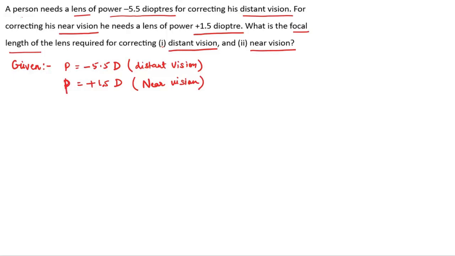Here we need to find the focal length, right? So the power of a lens is related to its focal length as: power is equal to 1 divided by focal length. This is the formula which we are going to use. Here P is power, which is measured in diopters, represented as D, and F is the focal length, which is measured in meters, represented by small m. These are the units.